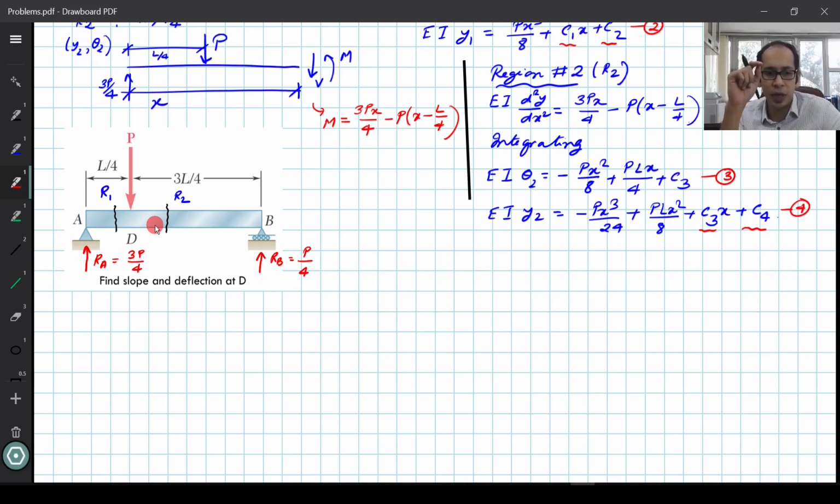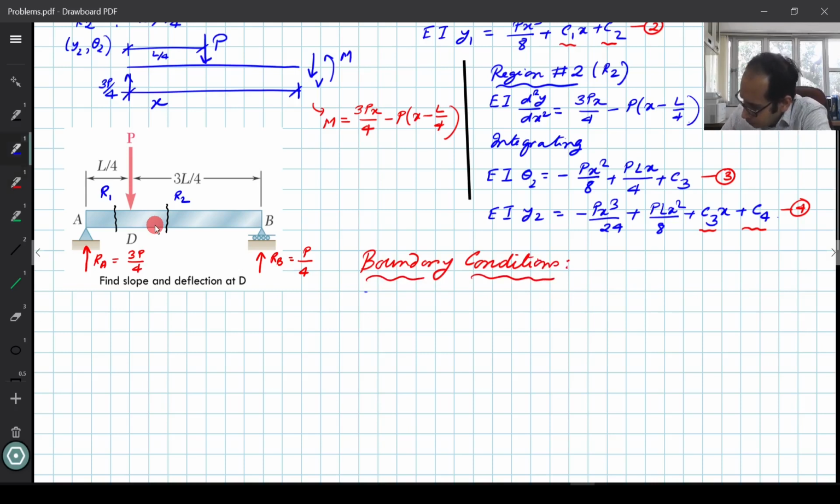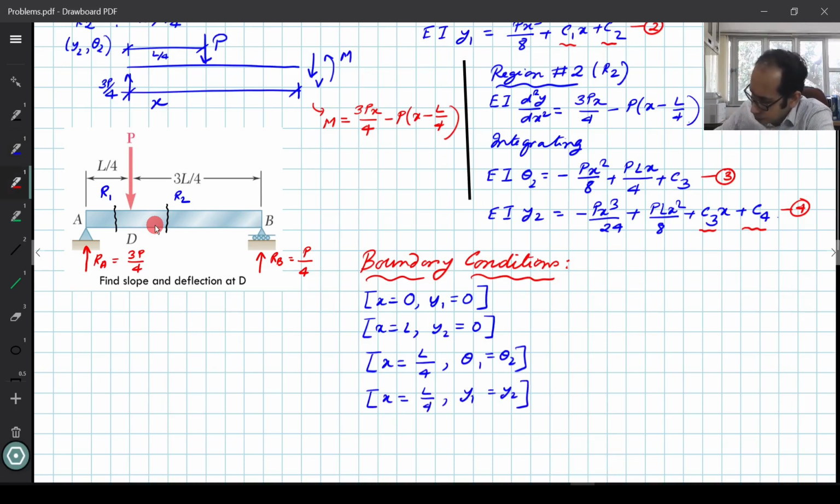So let's go ahead and write down the boundary conditions that we have in this problem. Out of these expressions, these ones are the easy ones from the overall beam and the support conditions that we have. This one is the slope compatibility and this is the displacement compatibility.